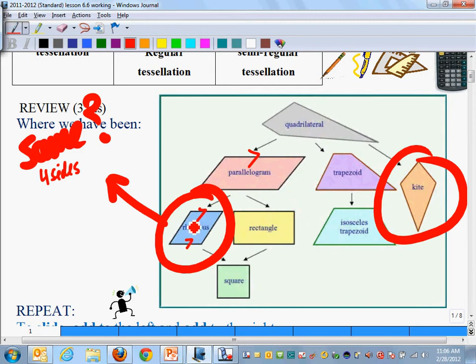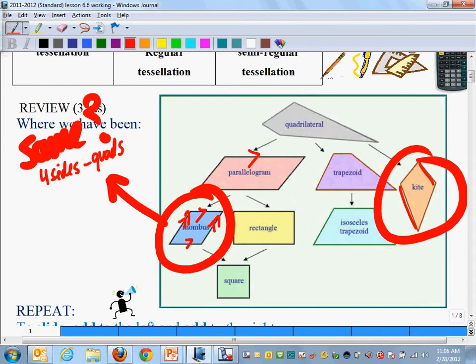The rhombus has parallel sides, but not the kite. These are not parallel in a kite. They look like it a little bit, but not necessarily. Give me another way besides 4 sides. How are these the same? They're both quads, so they're called quads. They have 4 sides. What else?